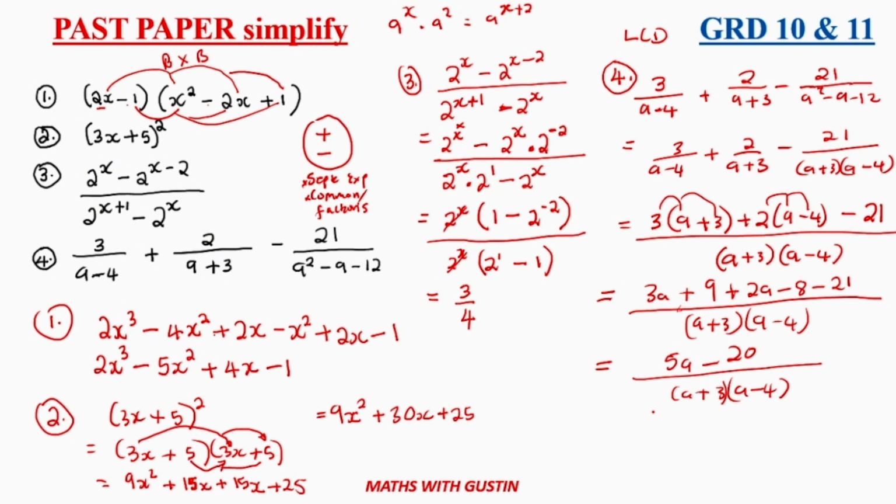Therefore, what we can do here, we can take out a common factor there of 5. We are left with a minus 4. Okay, there you go. So that when you remove the bracket, you go up there. A plus 3, a minus 4. Therefore, as you can see, a minus 4 will cancel with a minus 4. Ultimately, our answer will be 5 over a plus 3.